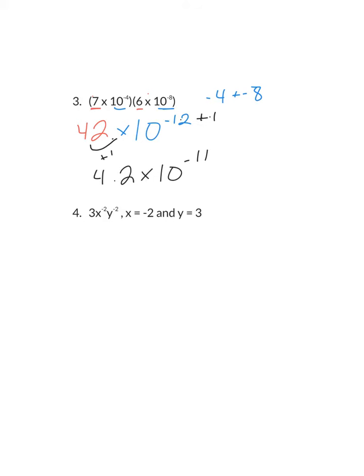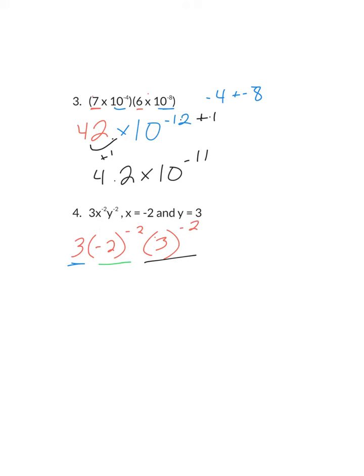Our second problem on this slide, we have an expression, but we have values for our x and y. So we're going to start off by plugging in x and y. Negative 2 goes in for x, so I'm going to put negative 2 in parentheses. That is a negative base. And then for y, I'm going to put 3 in parentheses. Now remember, this is its own thing, this is its own thing, and then this is its own thing. So be careful on how we simplify this.